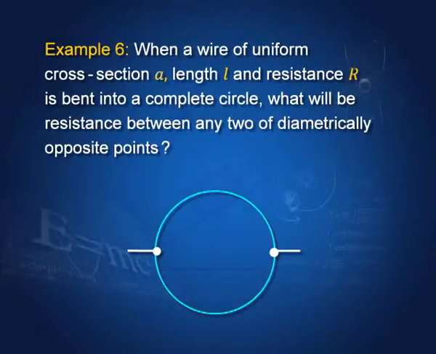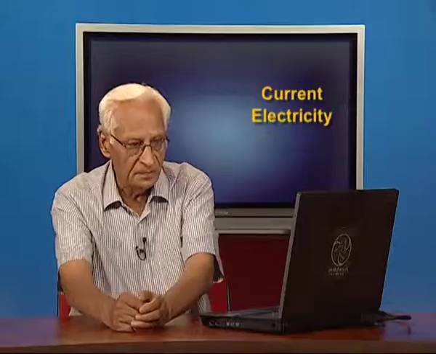Another example, when a wire of uniform cross section A and length L and resistance R is bent into a complete circle, what will be the resistance between any two diametrically opposite points? So, these are diametrically opposite points. So, what happens in this?